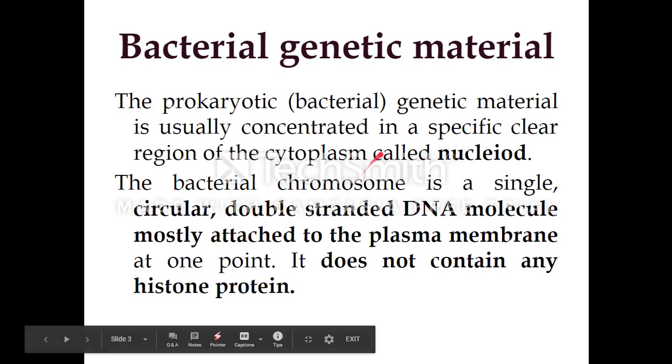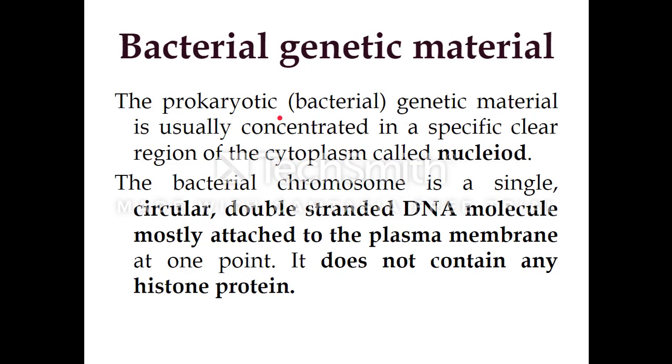Bacterial genetic material. The prokaryotic, that is bacterial genetic material, is usually concentrated in a specific clear region of the cytoplasm called nucleoid. Bacteria have a primitive nucleus called nucleoid, and the genetic material is in contact with the cytoplasm, called nucleoid or incipient nucleus, without nuclear membrane.